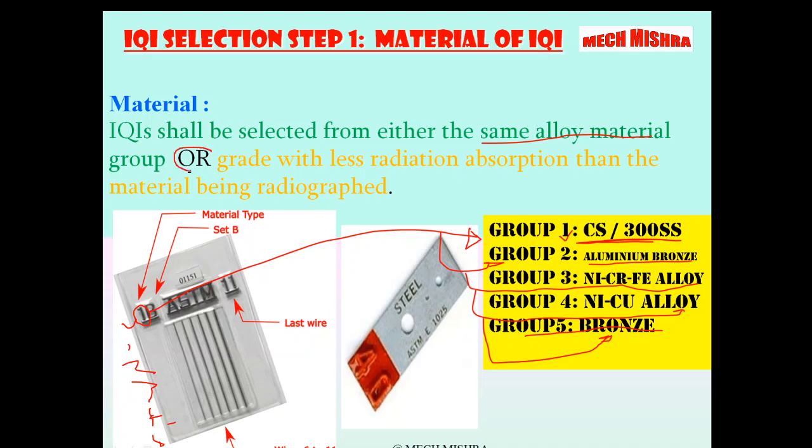or either same material or the grade with less absorption than the material being radiographed. Means the grade which has less radiation absorption for the material being radiographed. So we have two options for the material selection.